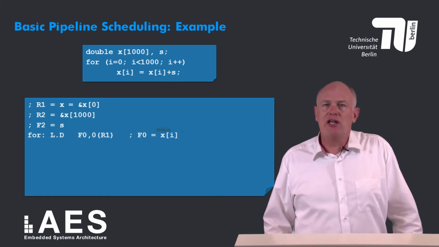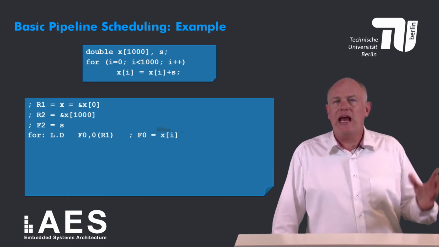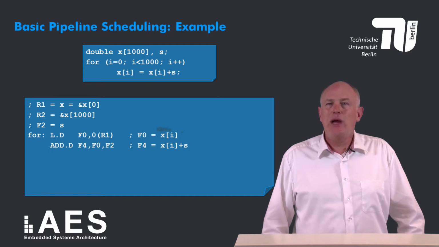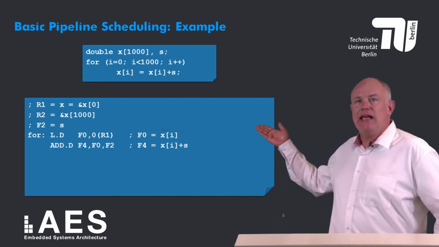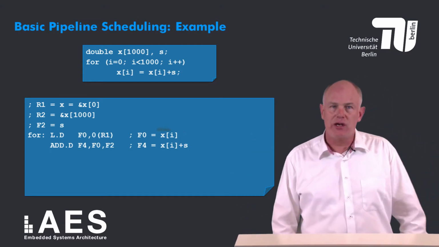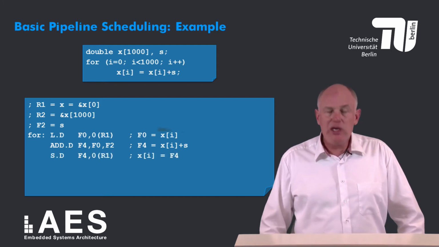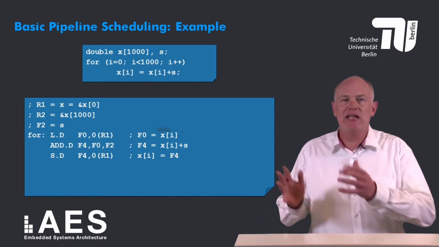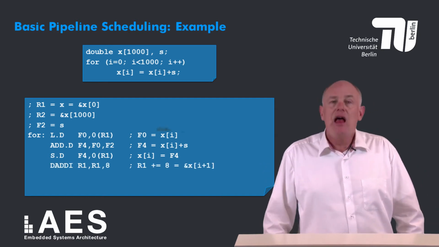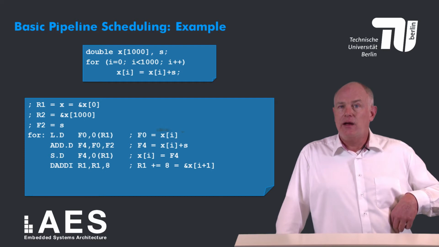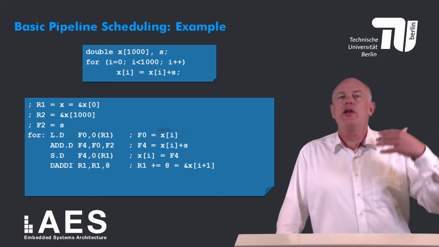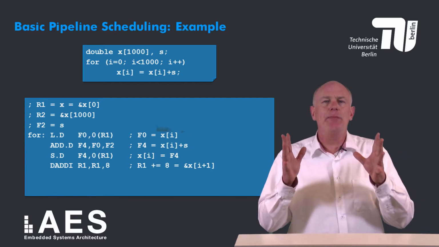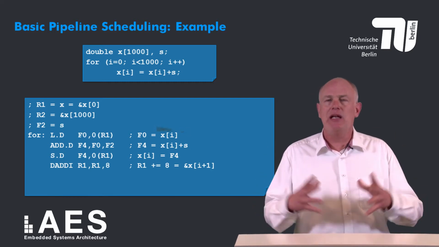In the first instruction of our for loop, we load xi into floating point register F0. Then we add the scalar s contained in F2 to F0 and store the sum in F4. Then we store the sum back to the address of xi, which is still in register R1. Then we increment R1 by 8 so that it now points to the next element, xi plus 1. We need to increment by 8 because the size of a double is 8 bytes.